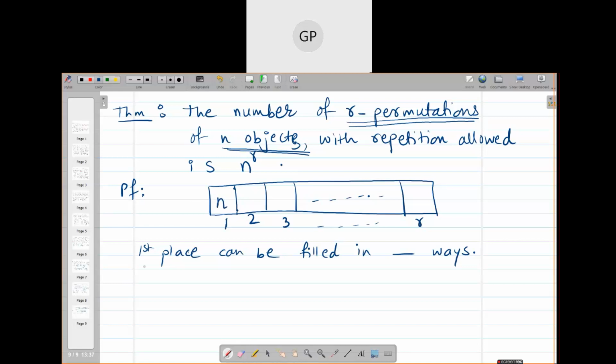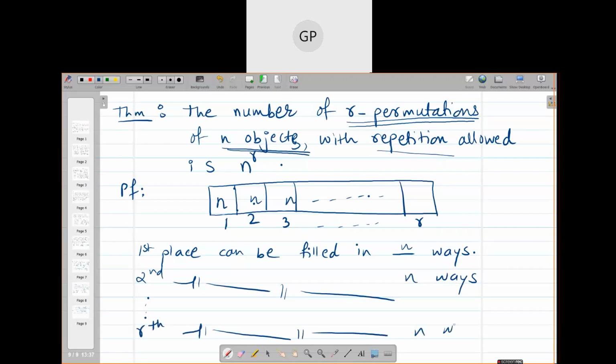Now can I repeat the object which I used in the first place? Can I use that in the second place again? Yes, because repetition is allowed. So second place has how many choices now? N choices. Third place also has N choices, and Rth place also has N choices. Do you understand it?